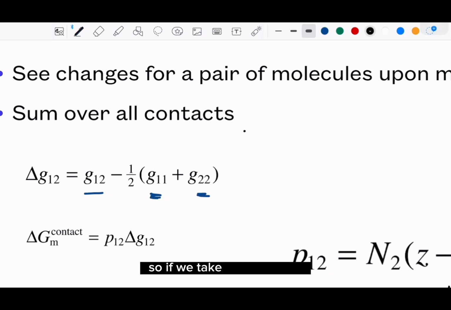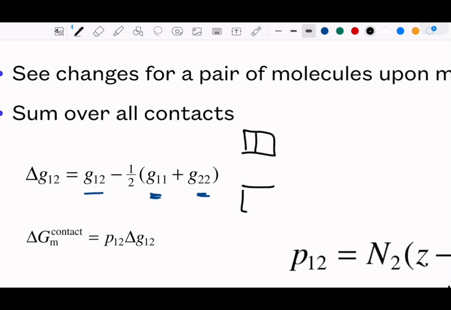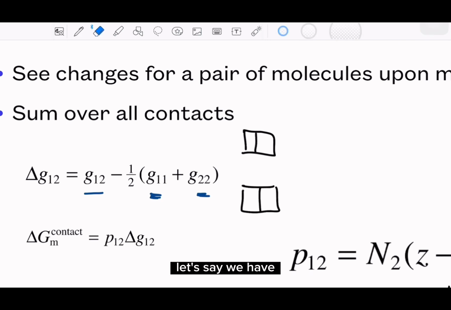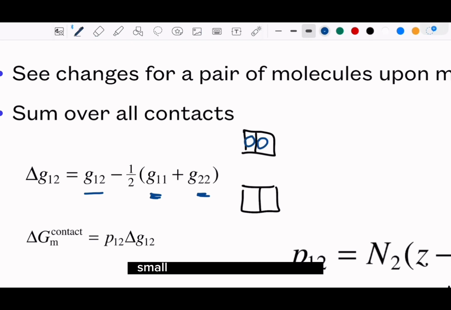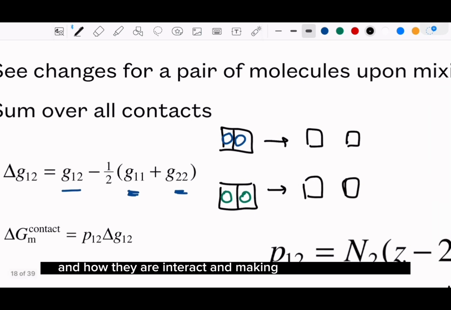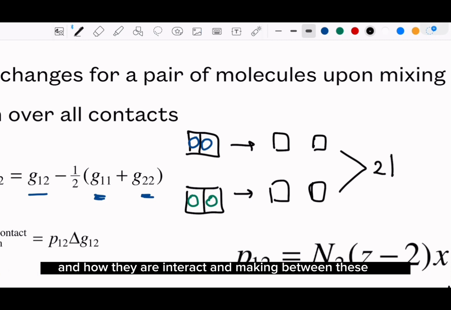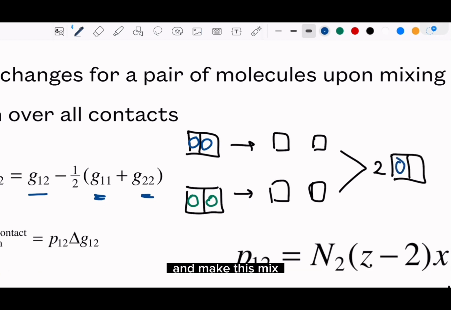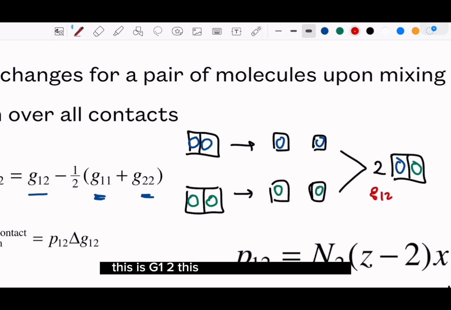So if we take small particle, let's say we have small particle like that, and this is another one, and how we can break these two apart and how they interact and make this mix. This is what we call G12, this is G, let's say 11, this is G22. Okay.